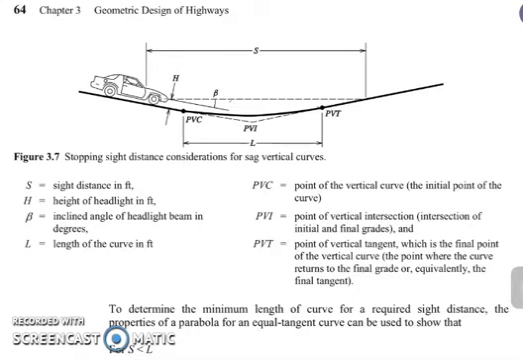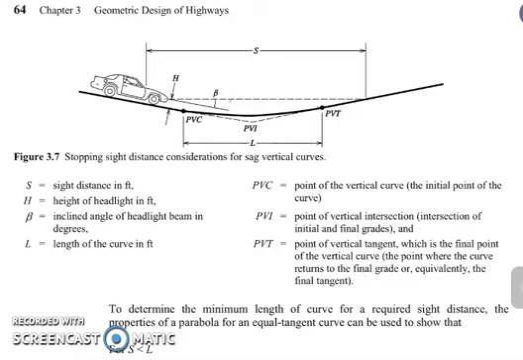We have our L, which is the distance measured from the PVC towards the PVT. And of course, we have our PVI. Our PVI is the intersection between the tangent of the initial and the final grade.